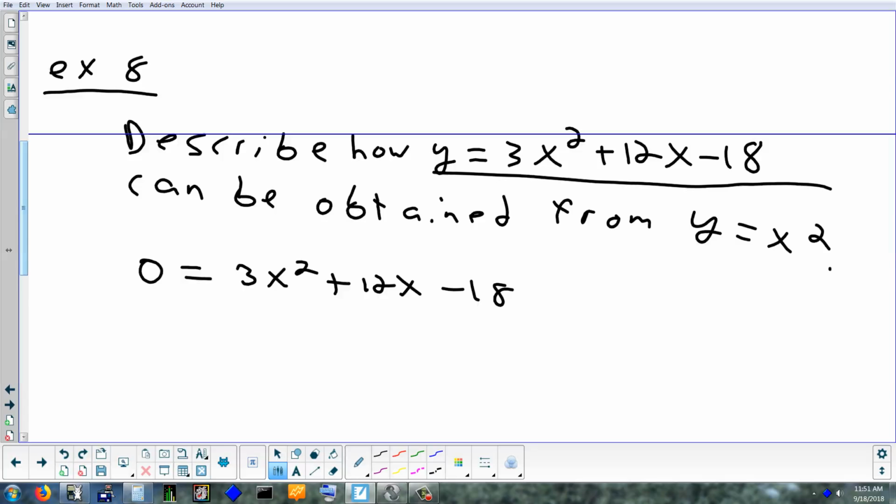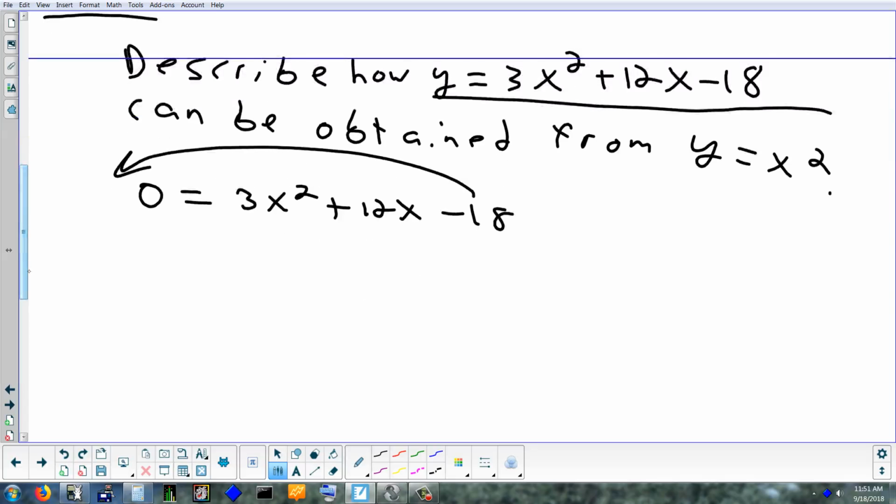Now, the next thing you want to do is put the constant on the other side. Some people do that right away. They just skip right to that step. If you want to, you can. But put the constant on the other side. So that's the first thing. Put the constant on the other side.